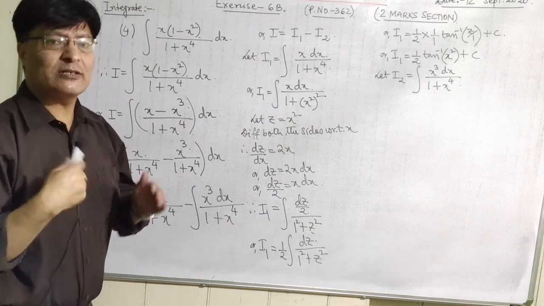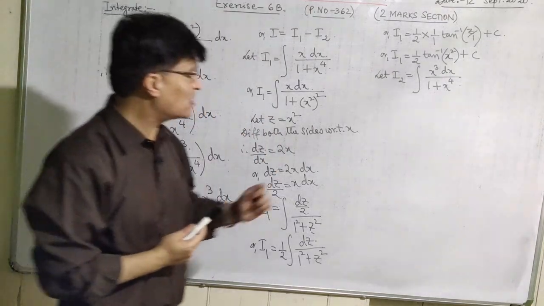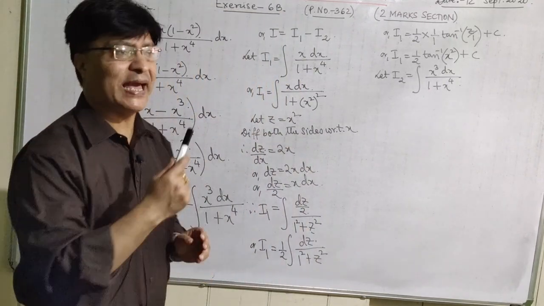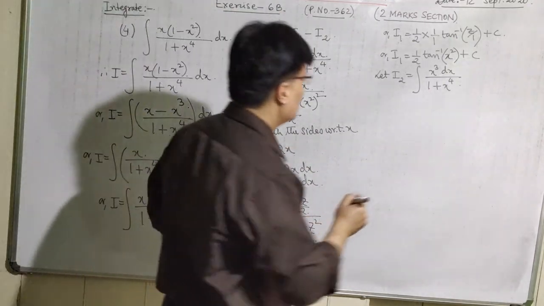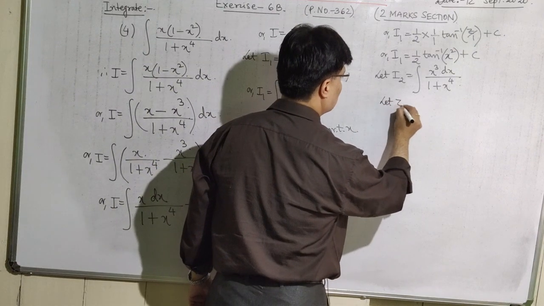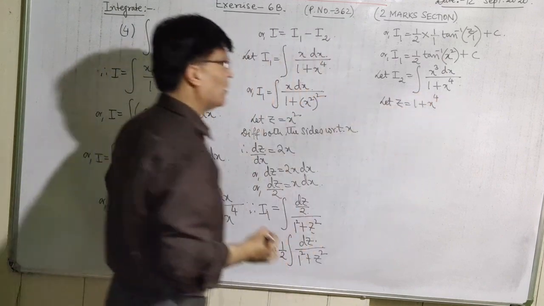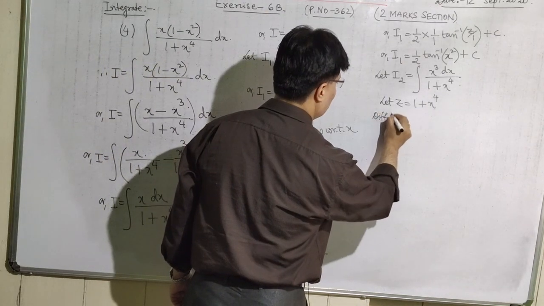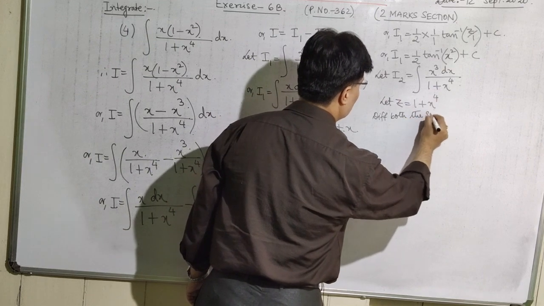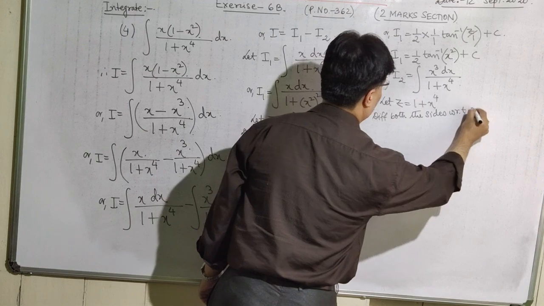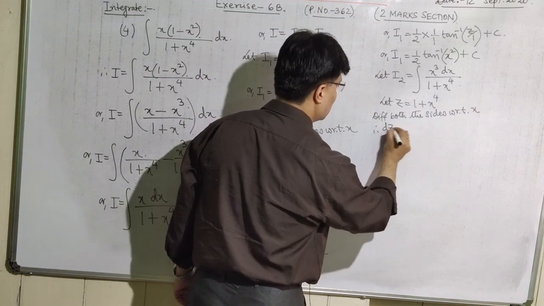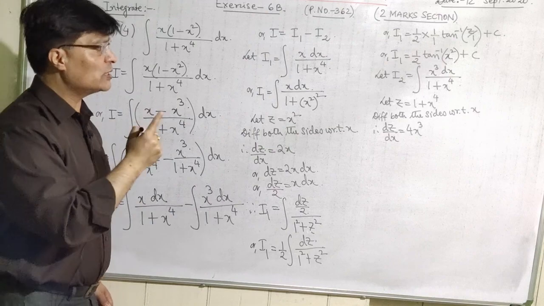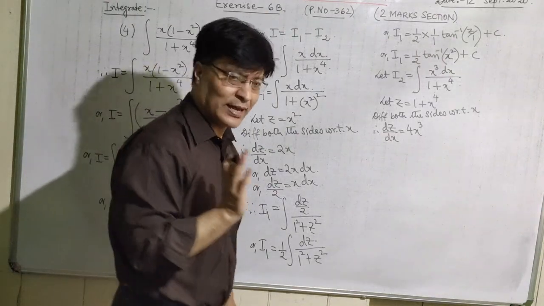So in this case we cannot use standard integrals, because here the differentiation of the denominator is the numerator. So we can use the method of substitution as we have done in the previous chapter. Let z is equal to 1 plus x to the power 4. Differentiating both the sides with respect to x, dz by dx is equal to 4x cube. For 1 it is 0. What is the differentiation of x to the power 4? It is 4x cube. I hope you have understood it.